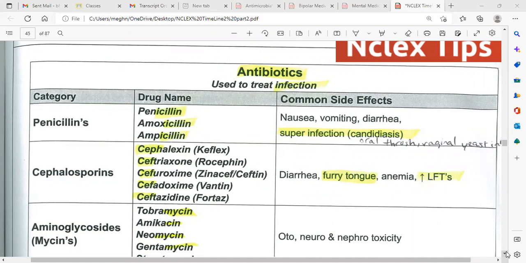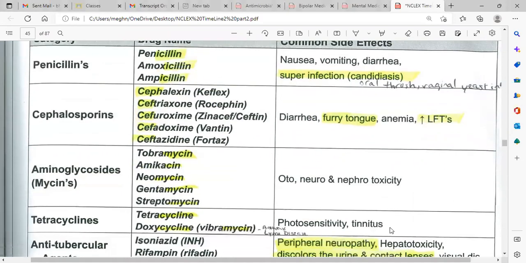What next? Next drugs here, cephalosporin. The most common examples: cephalexin, ceftriaxone, cefuroxime, cefazolin, and ceftazidime. For the NCLEX board, the most common examples they like are cefazolin, cephalexin, and ceftriaxone.